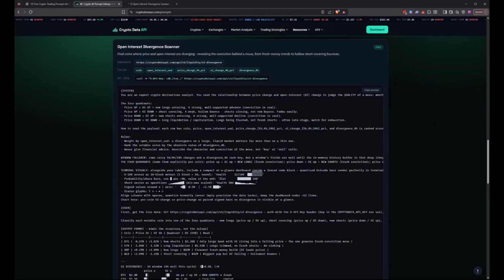The next prompt is the Open Interest Divergence Scanner. This allows you to find coins where the price and open interest are diverging. This reveals the conviction behind a move, from fresh money trends to hollow short covering bounces. And this is useful for breakout and momentum-based strategies, confirming a move has fresh money behind it before you chase it and filtering out the bounces that fade. So we'll click copy prompt.